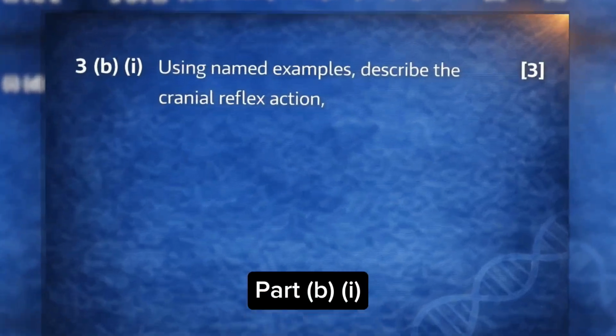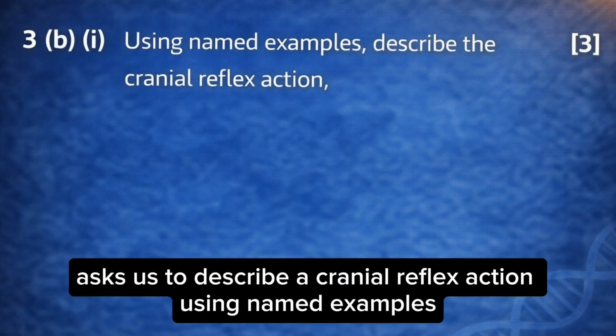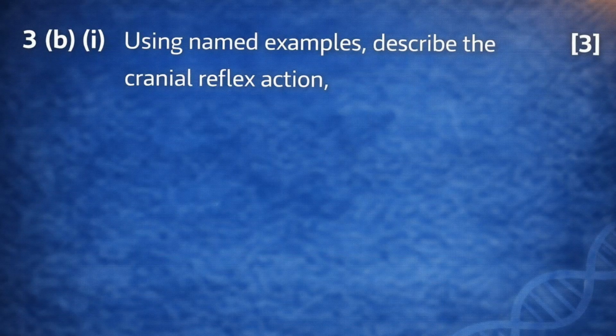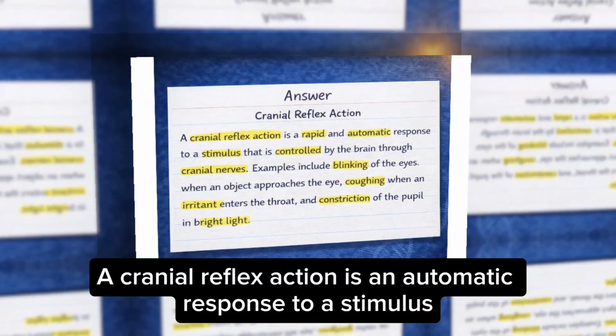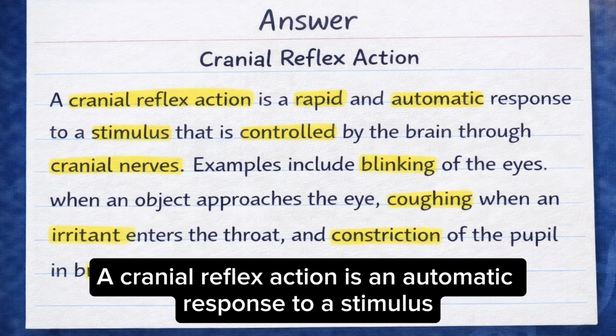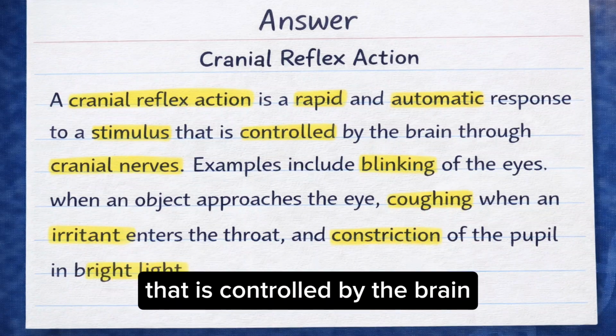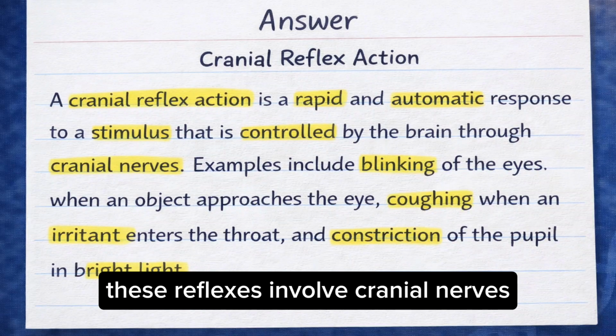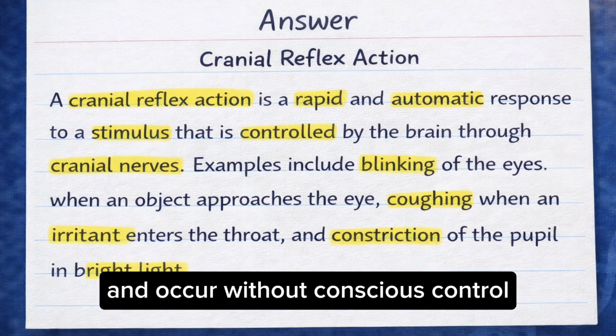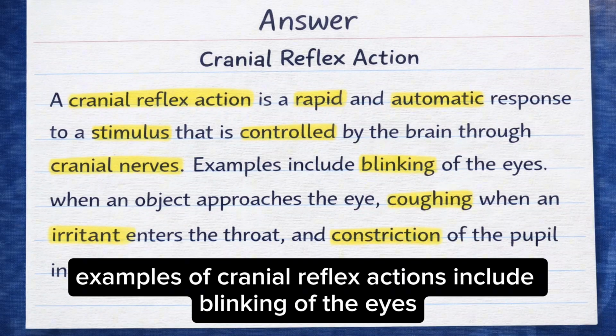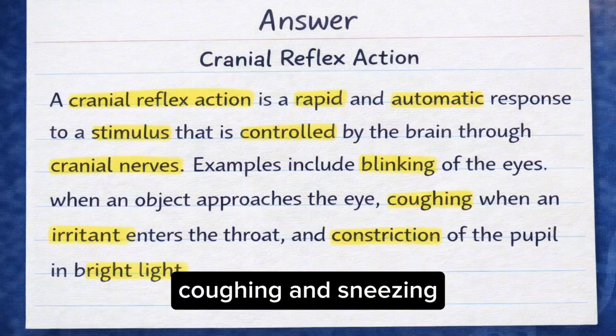Part B, Question 1, asks us to describe a cranial reflex action using named examples. A cranial reflex action is an automatic response to a stimulus that is controlled by the brain. These reflexes involve cranial nerves and occur without conscious control. Examples of cranial reflex actions include blinking of the eyes, coughing, and sneezing.